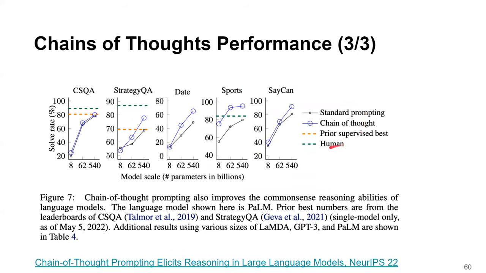In certain cases, when compared to prior supervised methods and human performance in large models over 100 billion parameters, giving this in-context example, a question and answer pair, helps you formulate your context window a lot, and then gives you better in-context ability.